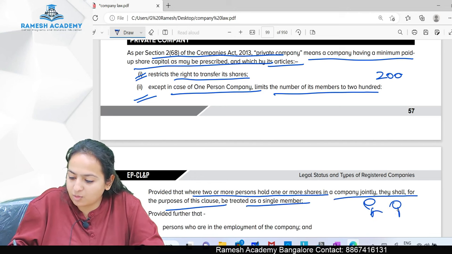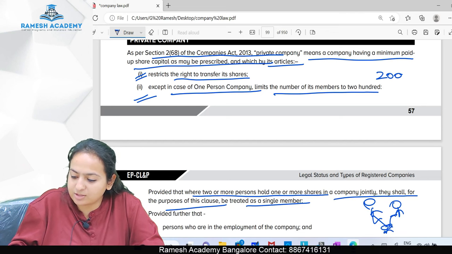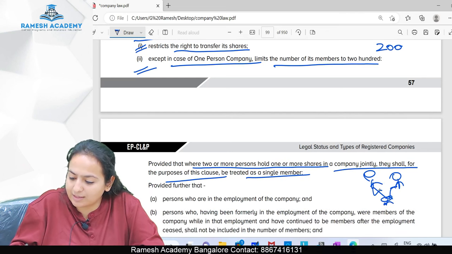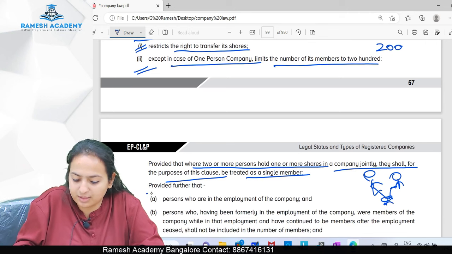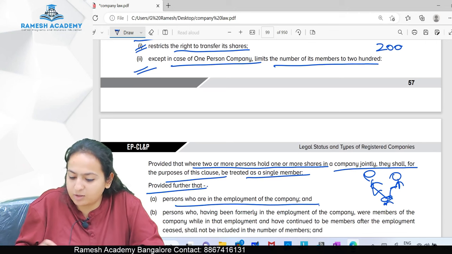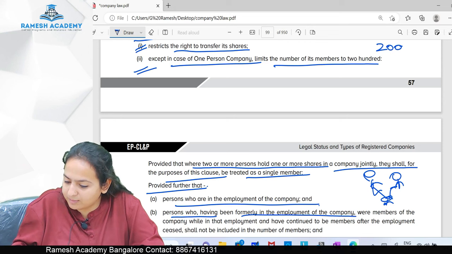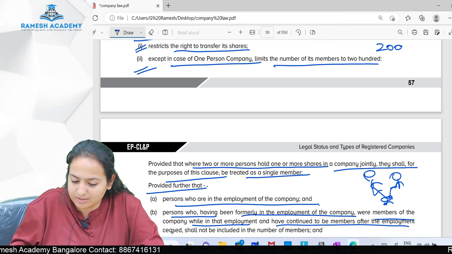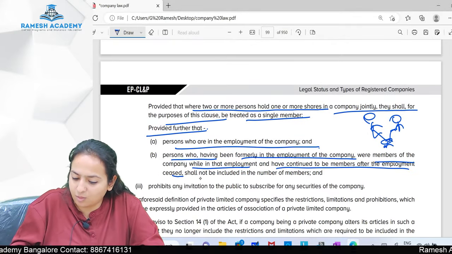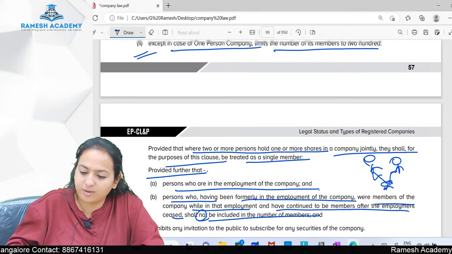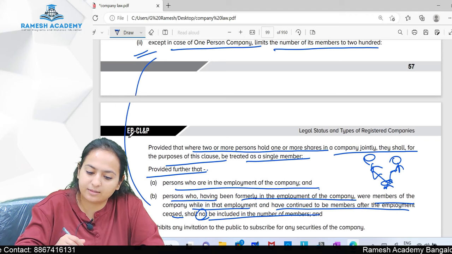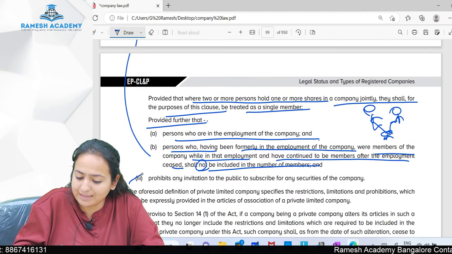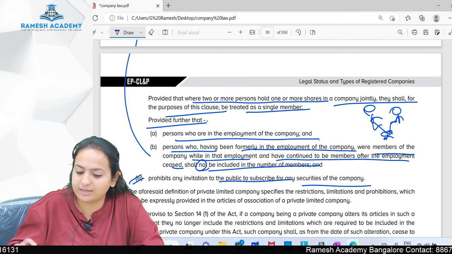Two members holding one share jointly, it will be one share only. Provided further, persons who are in employment of the company, and persons who were formerly in employment and were members of the company while in that employment and continue to be members after employment ceases, shall not be included in the number of members, that is, these 200. It also prohibits any invitation to the public to subscribe for any securities.